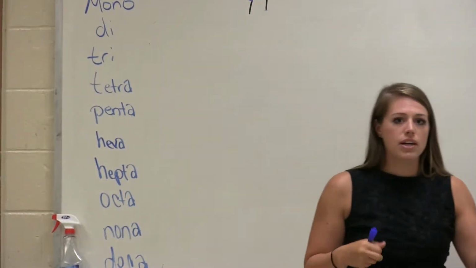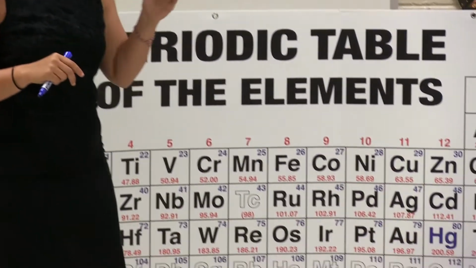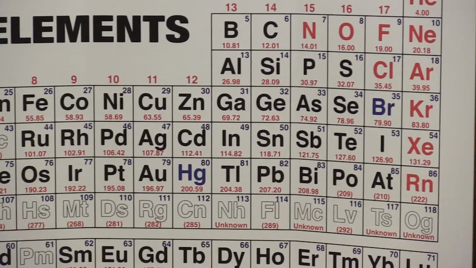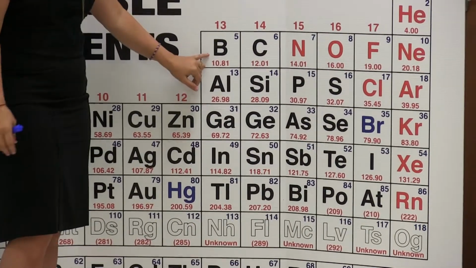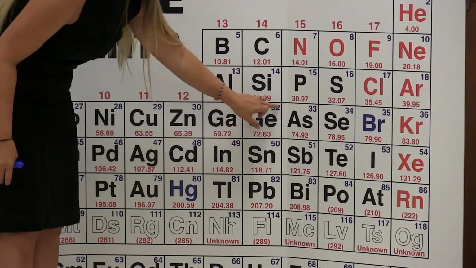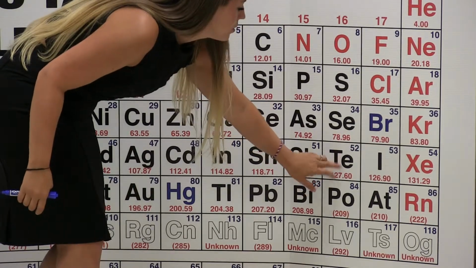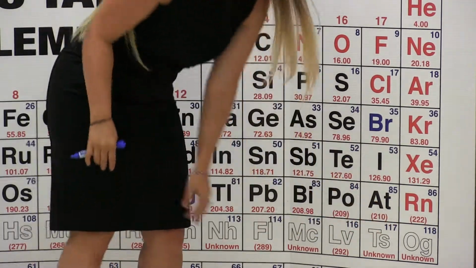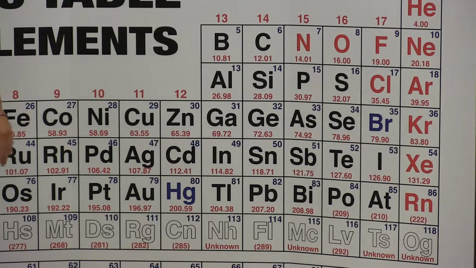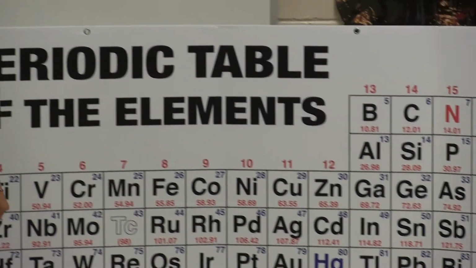So if we head over to the periodic table, I'm going to show you where the nonmetals are found. There's a staircase on the periodic table that separates metals from nonmetals. It starts right in between the boron and the aluminum. We go down in between the silicon and germanium, and we keep going down. Polonium is a metal, tellurium is a nonmetal, and we keep going down. That's the staircase, separating the metals from the nonmetals. Everything to the right of that staircase is considered a nonmetal.